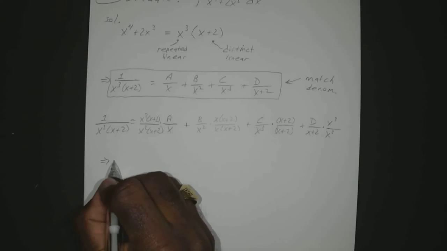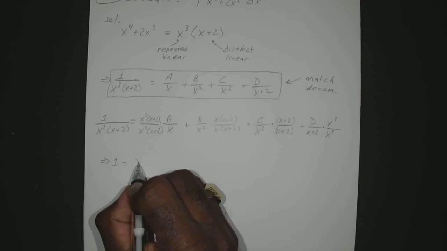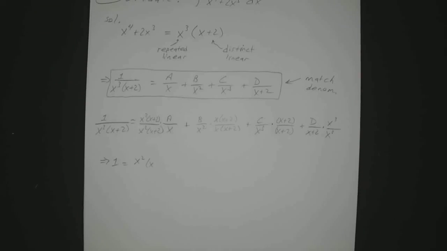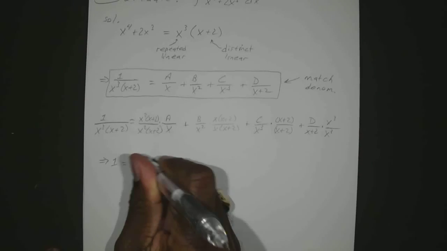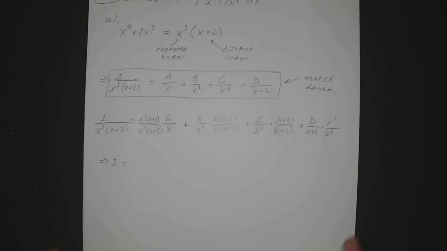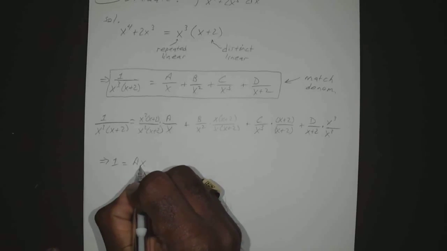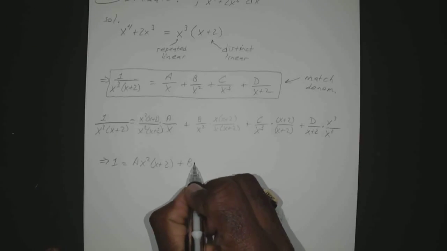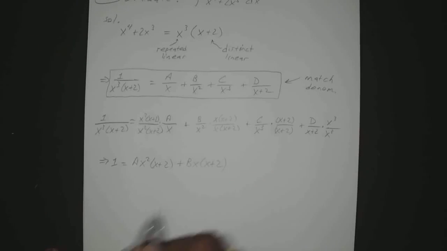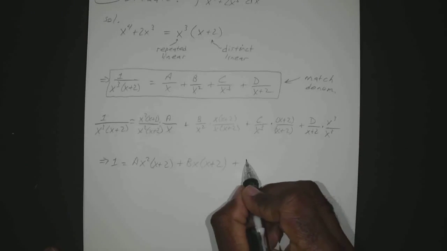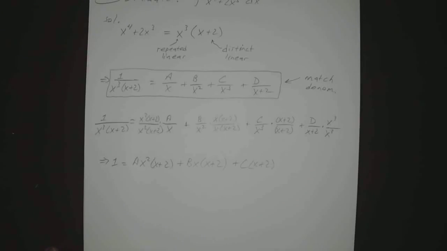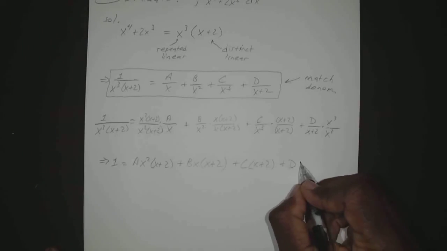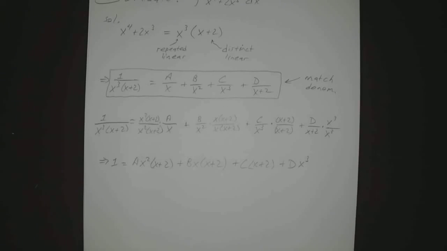So you end up with 1 equals ax squared times x plus 2 plus bx times x plus 2 plus c times x plus 2 plus d times x to the 3rd. Okay, so now we use our strategic substitution.